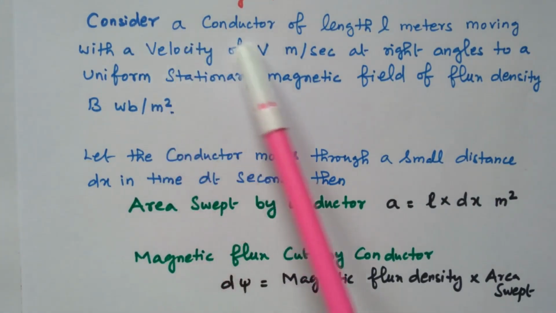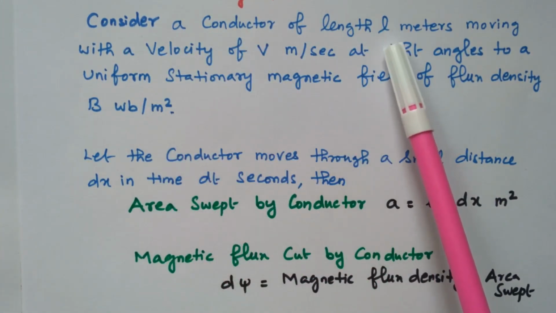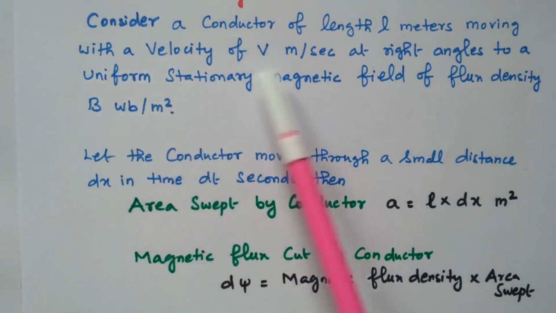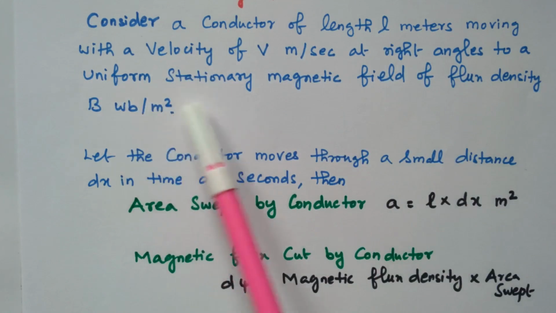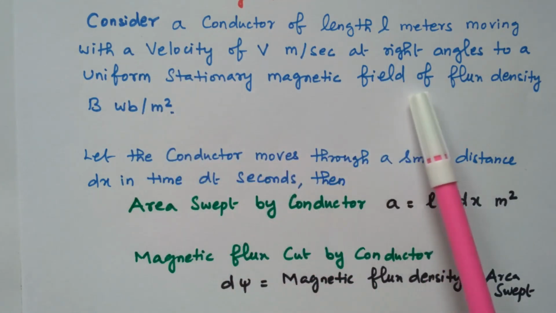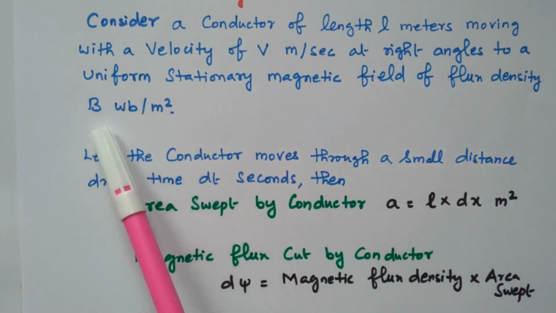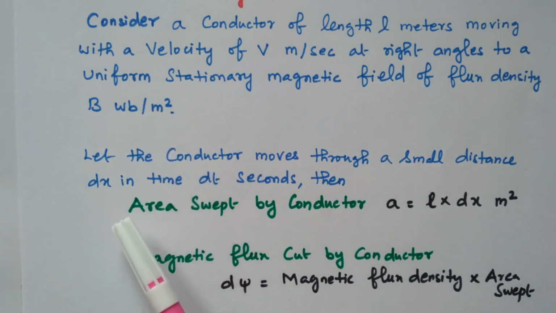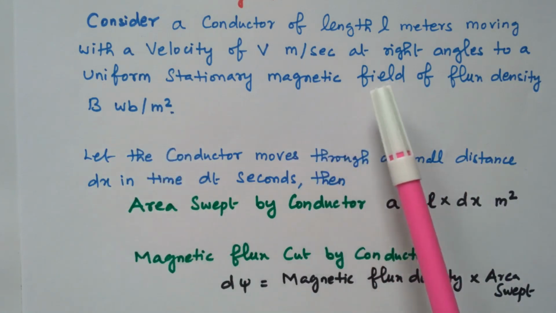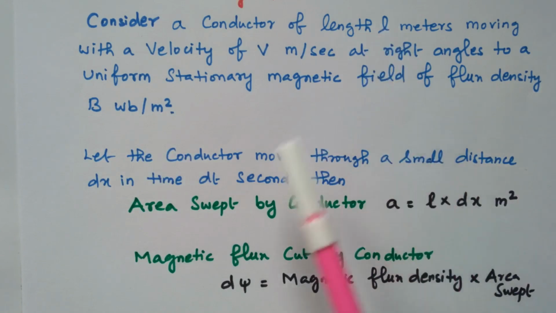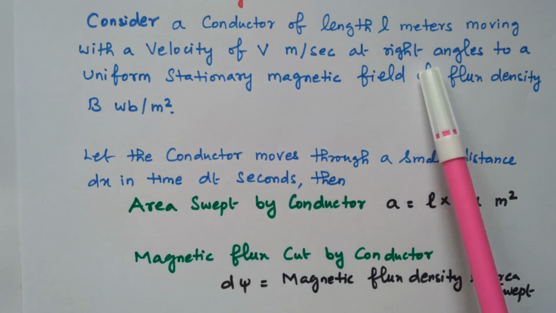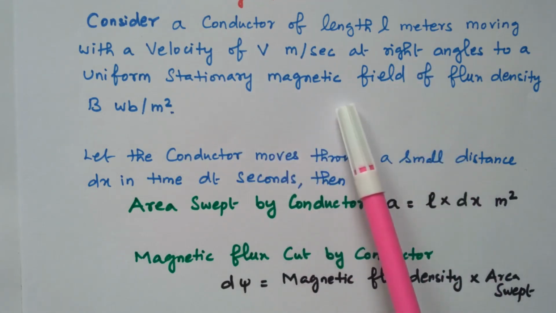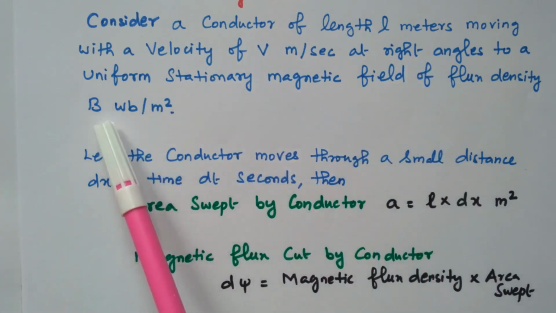So here we consider a conductor with the length L meters moving with a velocity of V meter per second at right angle to the uniform stationary magnetic field of flux density B Weber per meter square. So we consider one conductor with the length L. The velocity is V meter per second, at a right angle to the stationary magnetic field with a flux density B Weber per meter square.